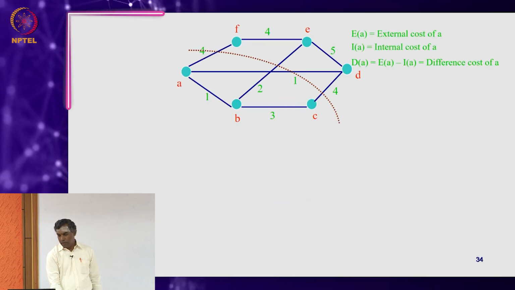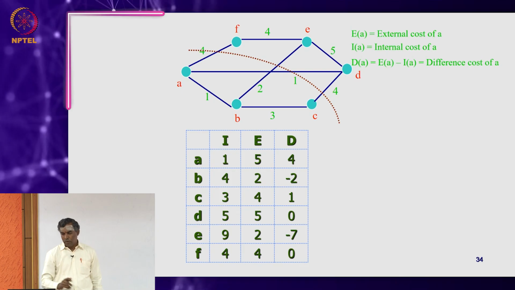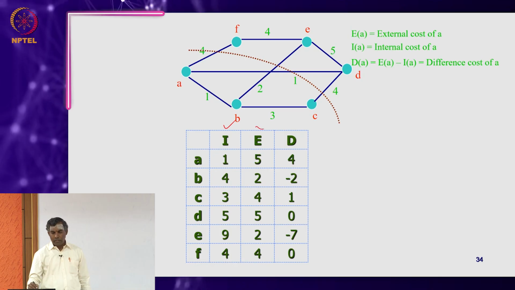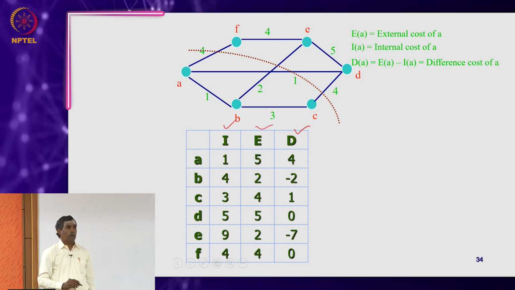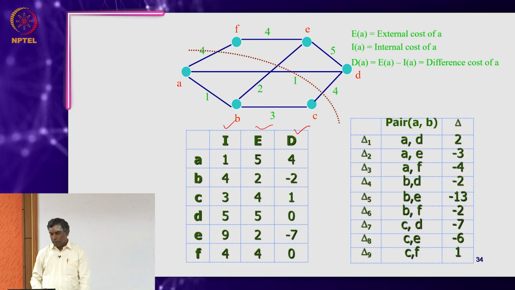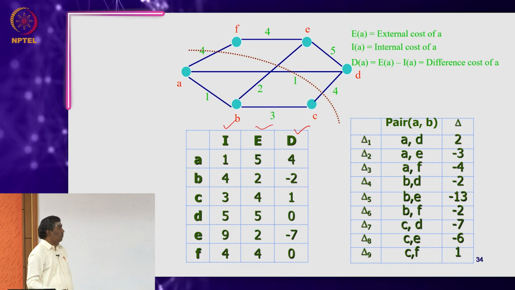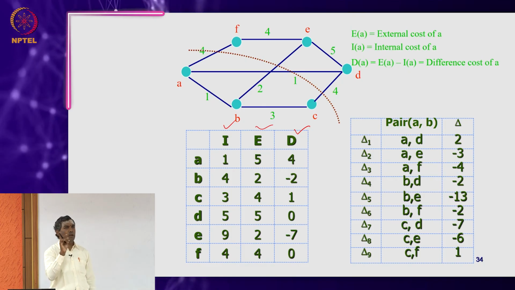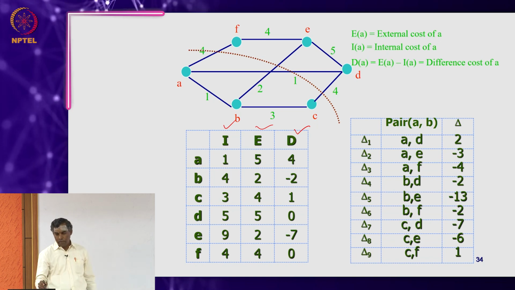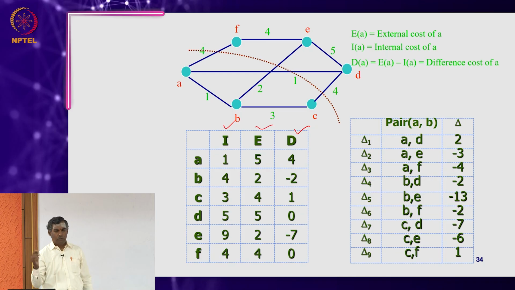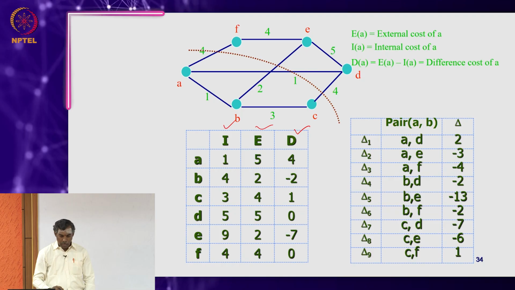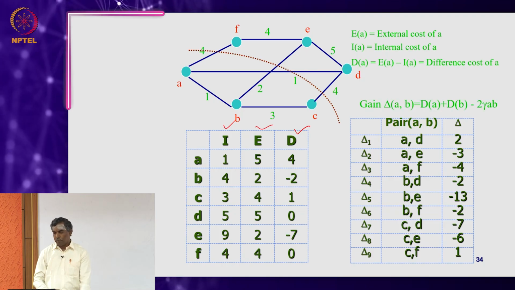If you look at this one, you have an internal cost and an external cost. The internal cost of every node is here, the external cost is there, and then there is a difference between them. Once you know that, you can calculate the gain value for a pair. Gain for a pair means AD, where A is in one partition and D is in another partition. So between the two partitions, I am finding the gain value. Then I find the total gain based on that.